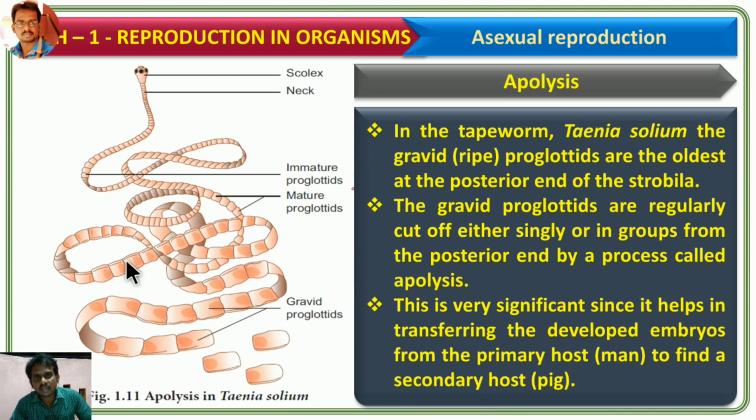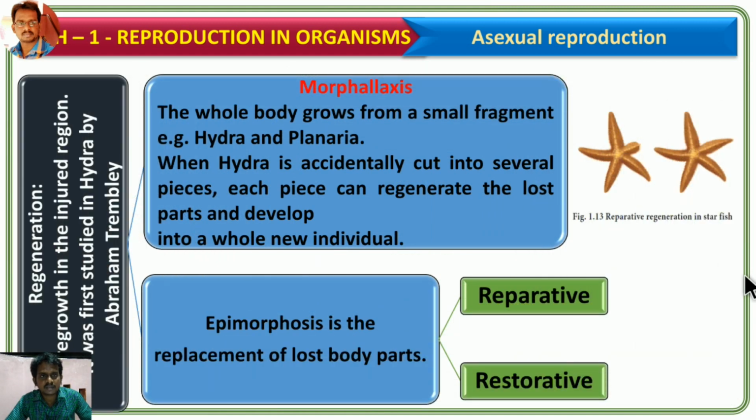Digenetic parasite means it completes its life cycle in two hosts. In the primary host, man, sexual reproduction takes place, and asexual reproduction is seen in the secondary host, the pig. So what is meant by apolysis? Apolysis is a process of detachment of gravid proglottids or matured proglottids from the end part of the Taenia solium. Apolysis over. The last process of asexual reproduction is regeneration.